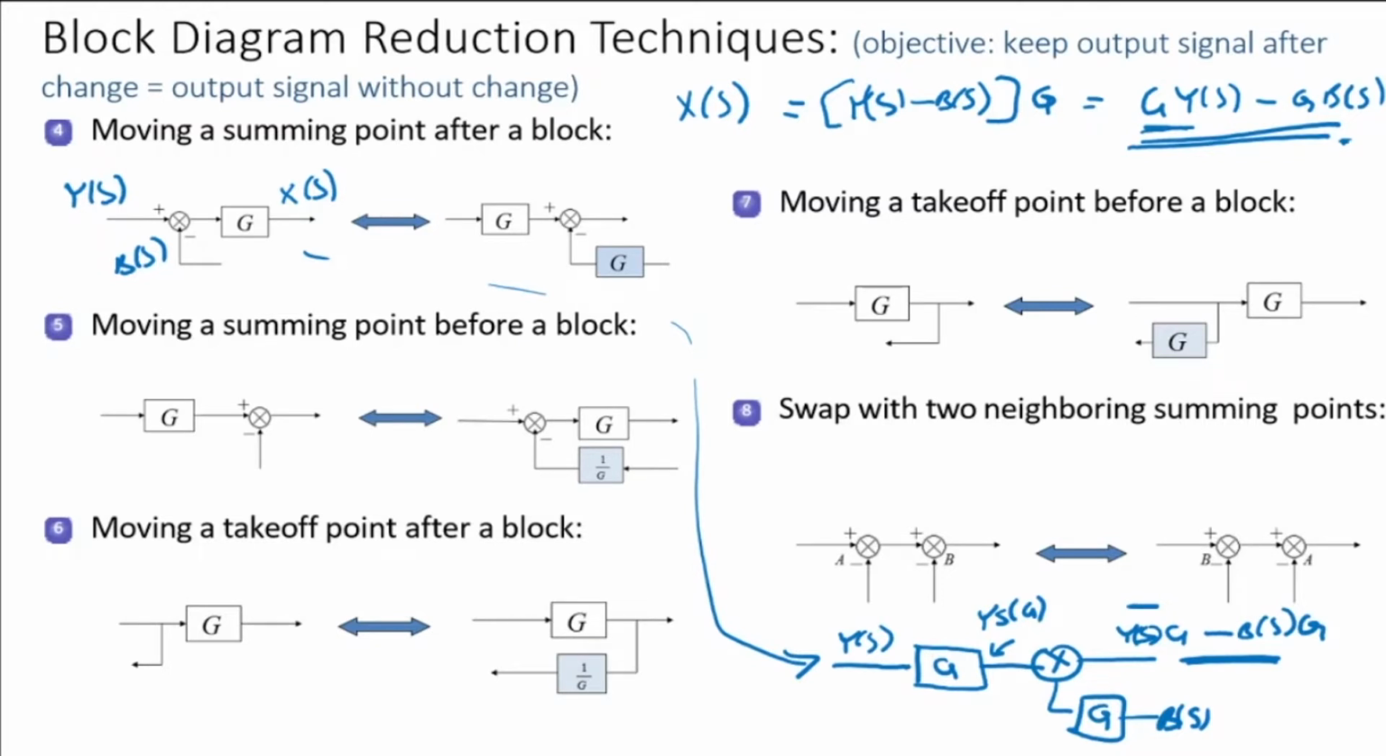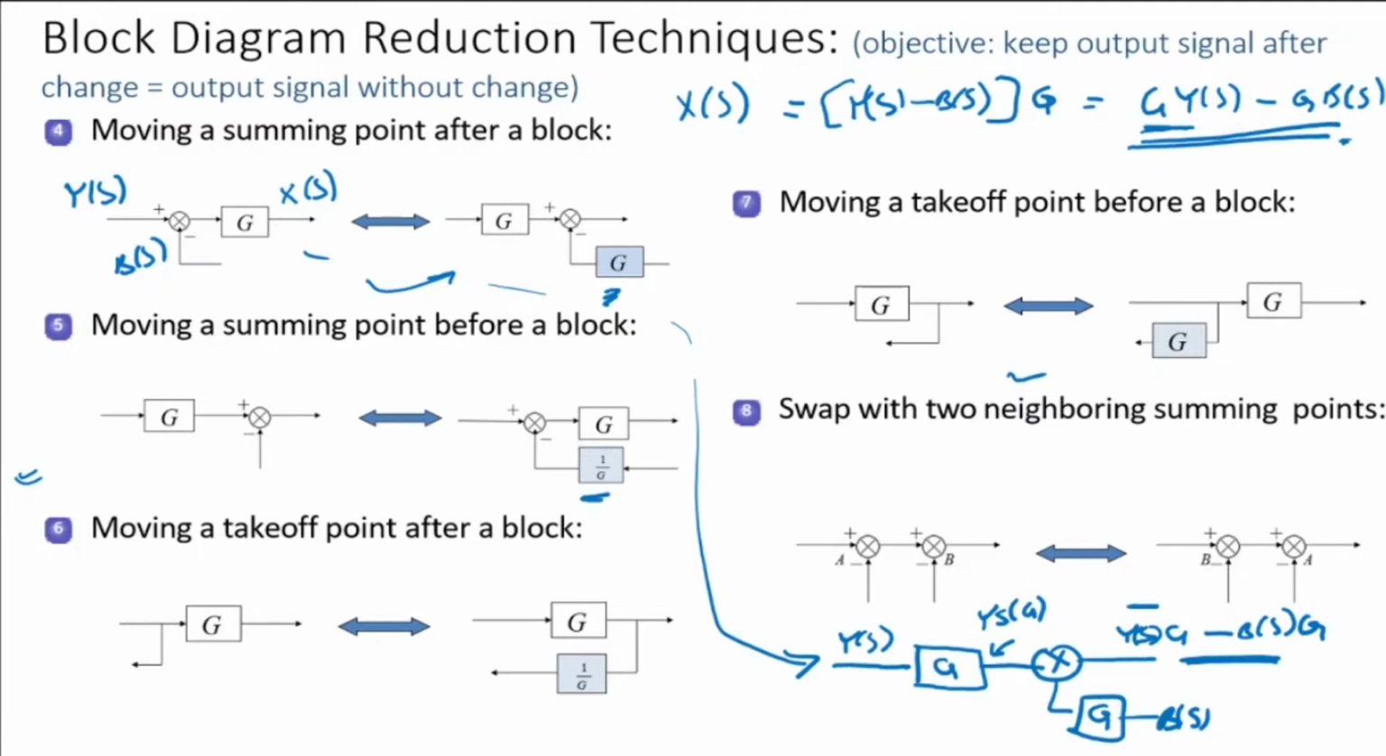If you move a summing block forward, like here, you need to add a G. Now if you move a summing block backward, like in the second case, you have to add a 1 by G. That means you have to remove the G. You can use the same logic and basically understand. So there is nothing to learn by heart here. All you need is to use the logic, and it's very easy. Similarly, for moving a takeoff point forward and moving a takeoff point back, you just have to add 1 by G and G.